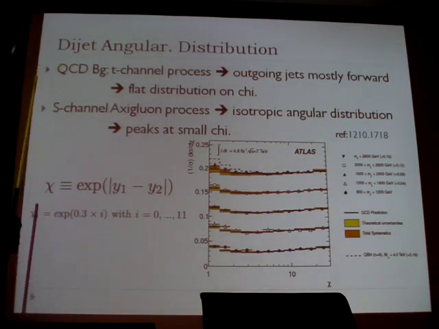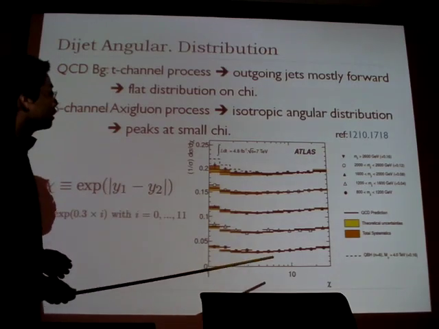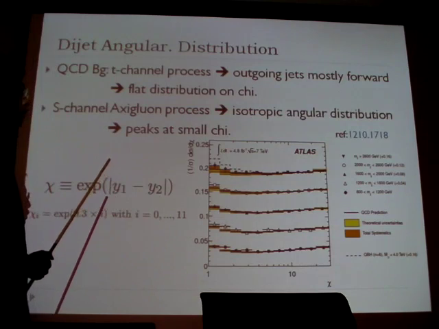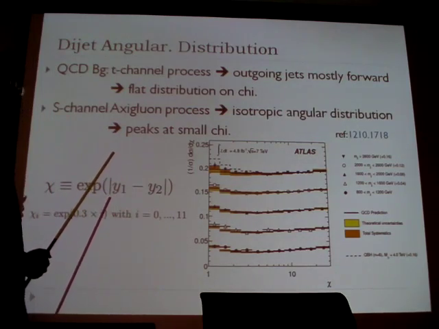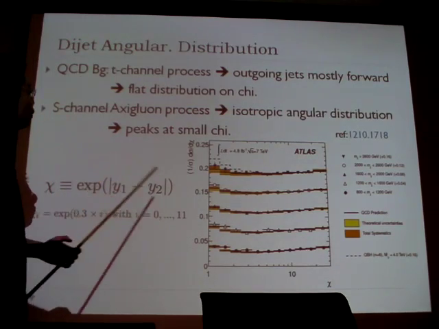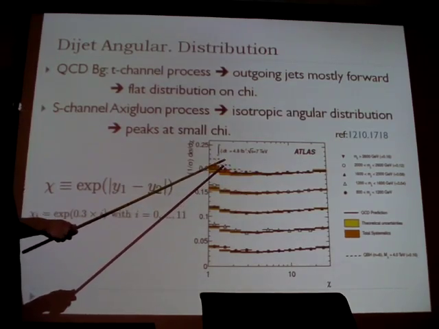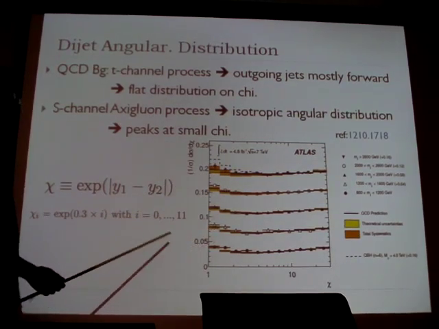That dashed line is the signal from the 4 TeV axigluon, with the same couplings as the previous dijet one. This is the experimental paper, and this simulation is some other model.